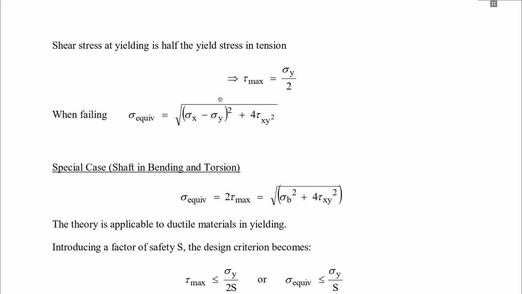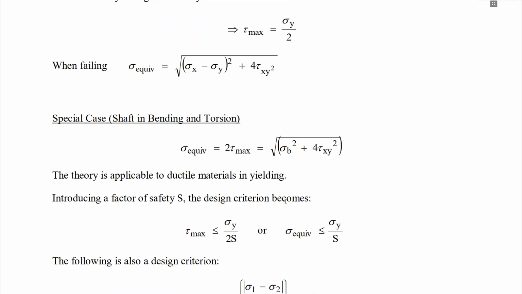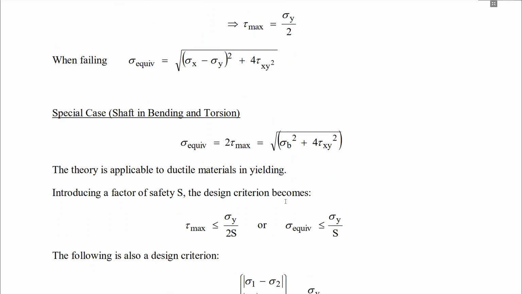When failing, the equivalent stress is equal to this one. And for special cases, we have the equivalent stress equal to 2 times the maximum shear stress. That special case is where we have bending and torsion occurring in the member. In that case, the equivalent stress is equal to square root of sigma b squared plus 4 tau xy squared. The theory is applicable to ductile material in yielding.